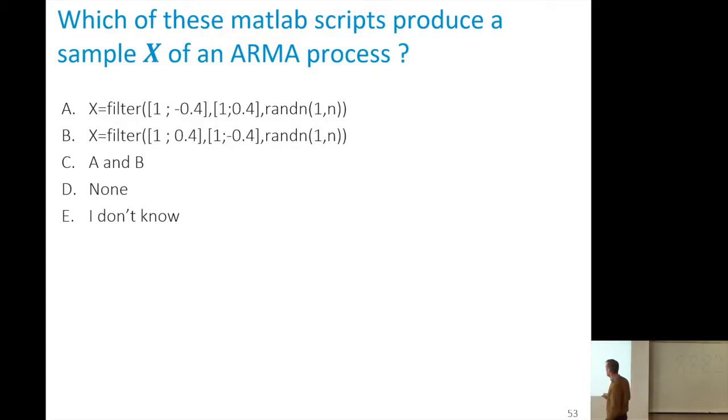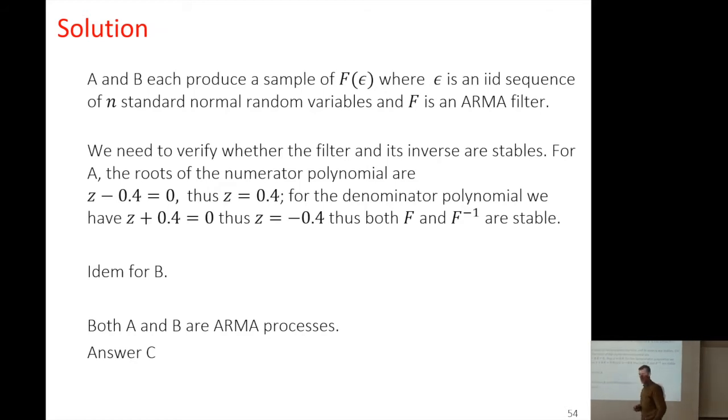We have a tie. A is certainly accepted. Now for B, there is some doubt. What is the question? Well, the question is very simple. An ARMA filter is, you take noise, random IID noise, and you apply a filter to it.